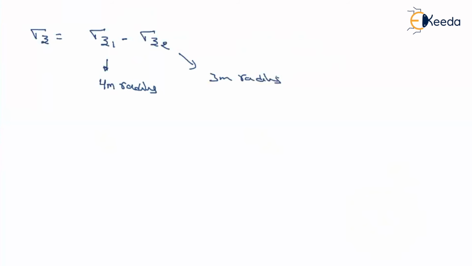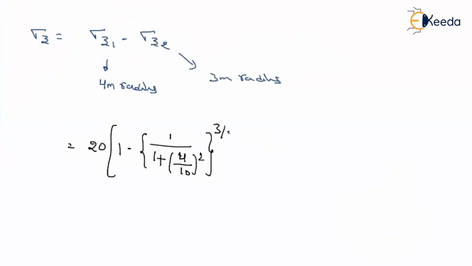So in this case, the stress at 10 meter below will be found out as sigma Z1 minus sigma Z2. What about sigma Z1? It is because of the 4 meter diameter. It is sigma Z2 because of the 3 meter diameter. That's what is given in the data. Now substitute in the relation. What about the intensity given? 20. If I take it as common, 1 minus 1 divided by 1 plus, what is the radius of the first circle? 4. At what depth you have to find out? 10 meters. So (4 by 10) whole square, whole to the power 3 by 2.